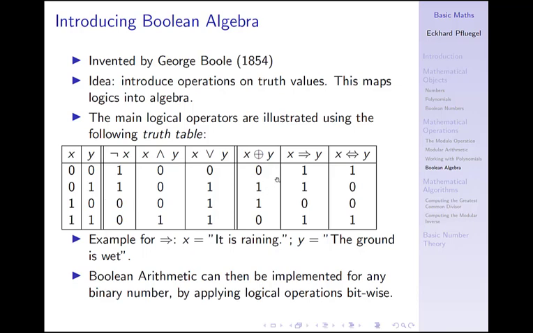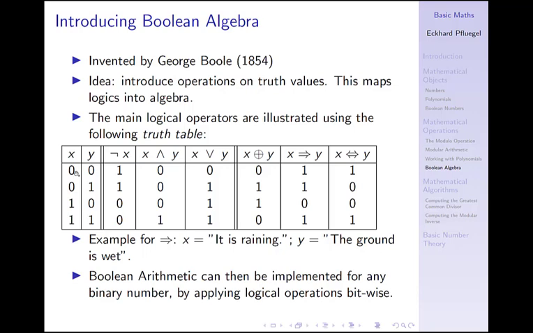Then the next operator is the inclusion. Sorry, not inclusion, the implication, of course. So X implies Y. And this is probably best understood using an example. So let's say X means it is raining and Y means the ground is wet, then the X implies Y values here clearly show you a situation where, let's start perhaps with here.